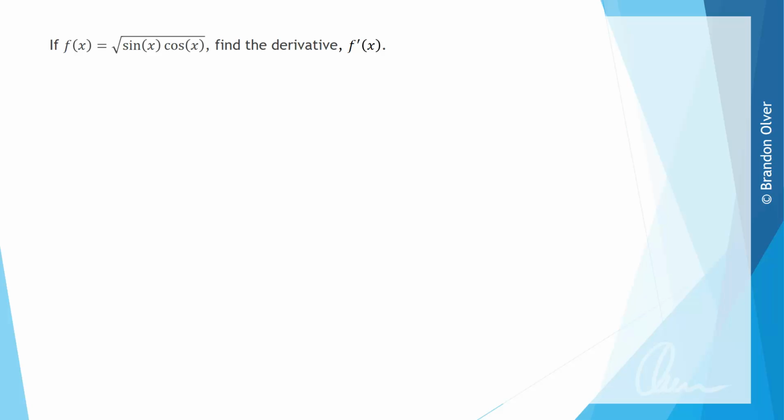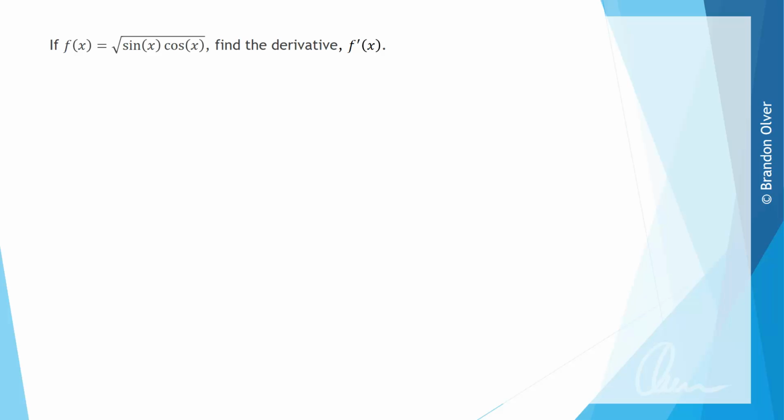If f of x equals the square root of sine of x times cos of x, find the derivative f dashed of x. So sometimes we come across questions that have chain, product and/or quotient rules all involved in the one question. For this one, we can see we have the square root of two functions multiplied together. So the overall rule that we're going to use is the chain rule.